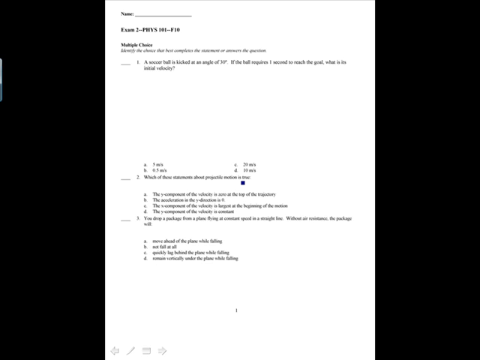Okay, this is exam number 2 for fall 2010, Physics 101. The first problem says a soccer ball is kicked at an angle of 30 degrees, so theta is equal to 30 degrees. If the ball requires 1 second, t is 1 second, to reach the goal, what is its initial velocity? So this is our ball.